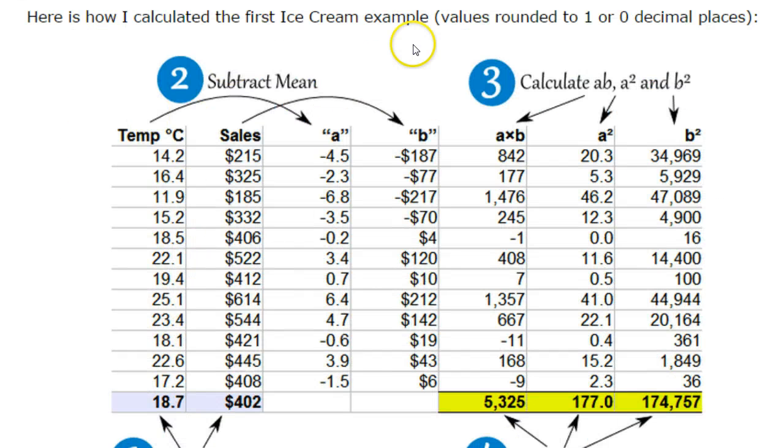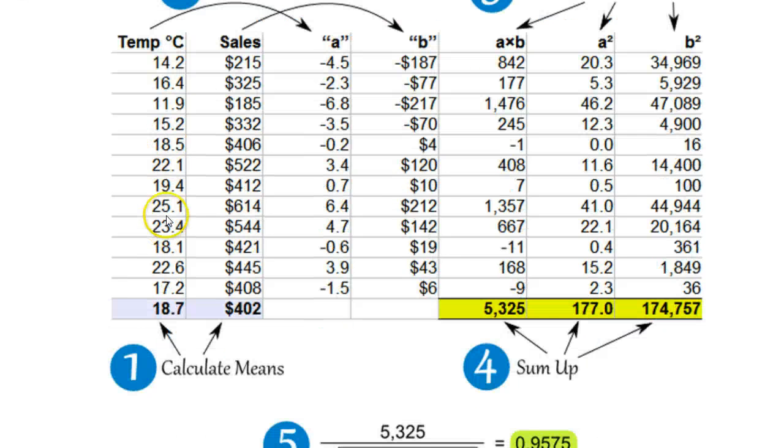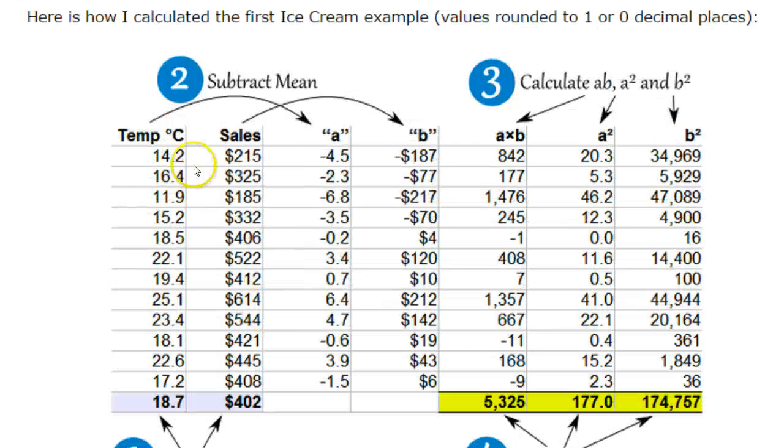Okay, so here's how I calculate the first ice cream example. Values rounded to 1 or 0 decimal places. Okay, so here's the temperature. This would be the x, this would be the y. Okay, all right, so I found the mean. First off, you would find the mean of the temperature, and then you would subtract it and get this column. You would find the mean of the sales, subtract it from this column and get this column.